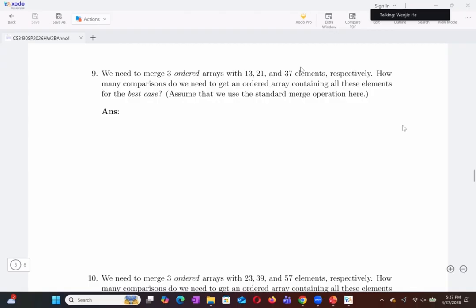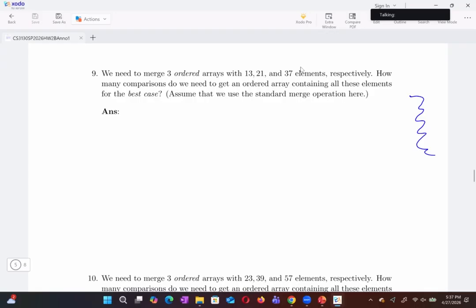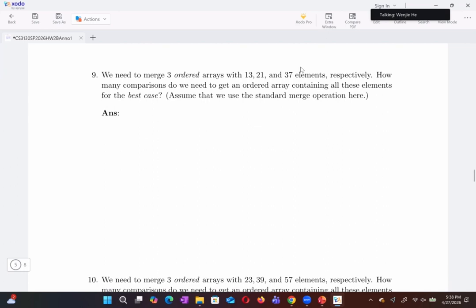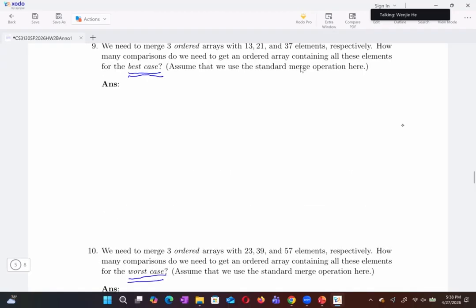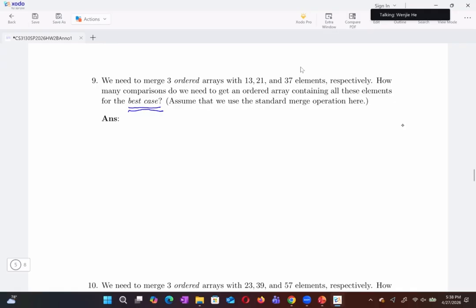For the most part, these two questions, the only difference is the first one is for the best case. The second one is for the worst case. That's the only difference. So I only need to explain one of the two questions. The other one you can use the similar way. The only difference, you just change the formula. The formula for best case and worst case is different. All right.